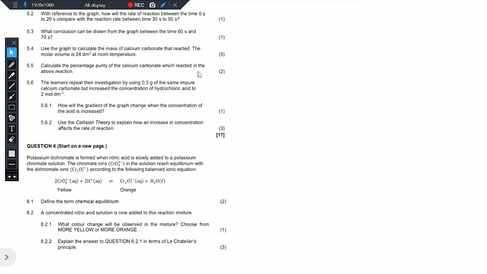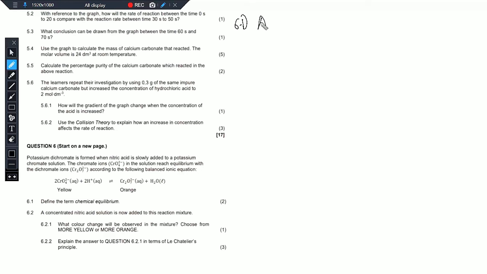Okay, so we have question six. It says potassium dichromate is formed when nitric acid is slowly added to a potassium chromate solution. The chromate ions in the solution reach equilibrium with the dichromate ions according to the following balanced ionic equation. Then 6.1 says define the term chemical equilibrium.